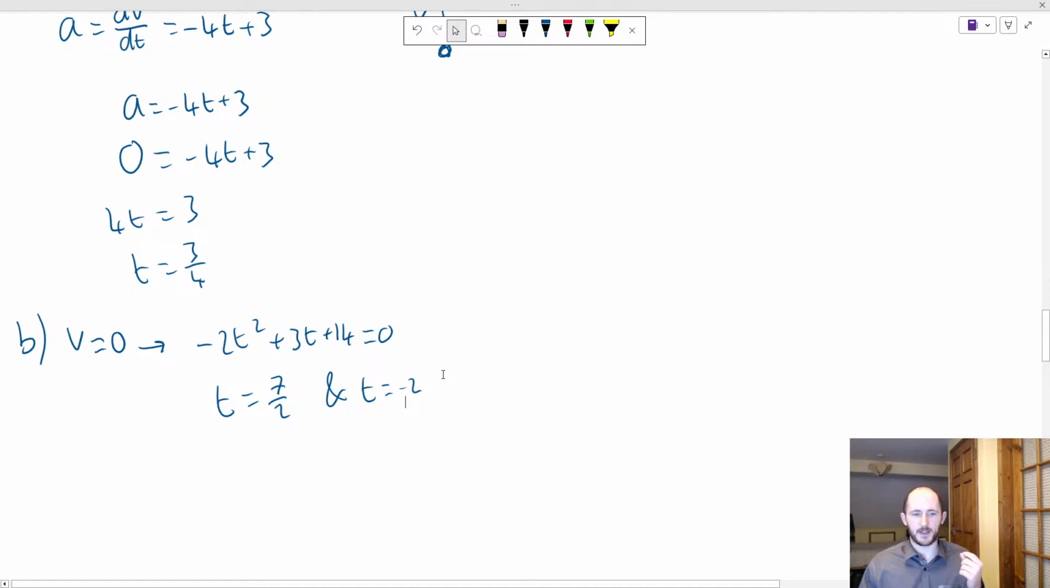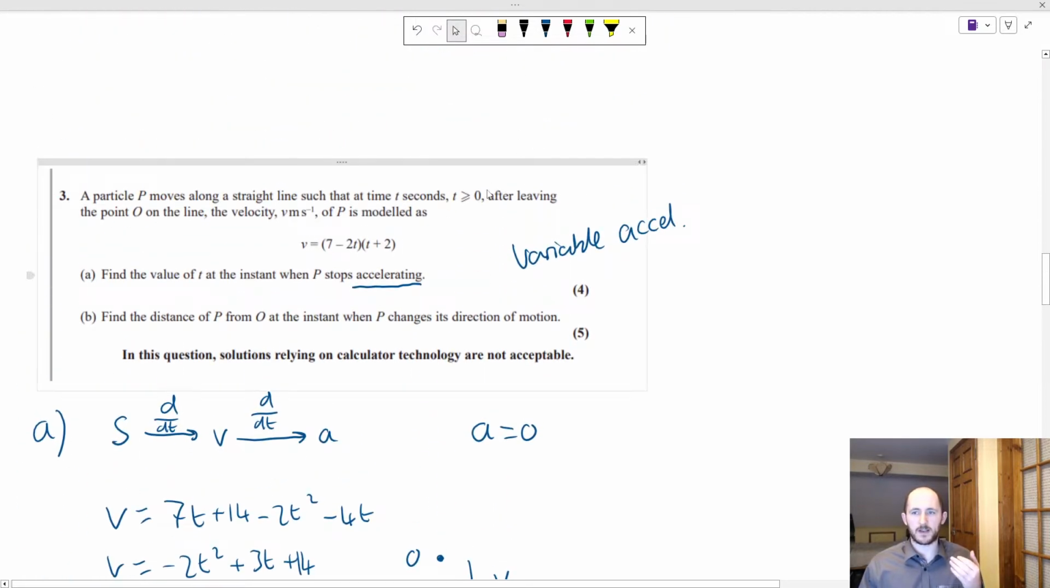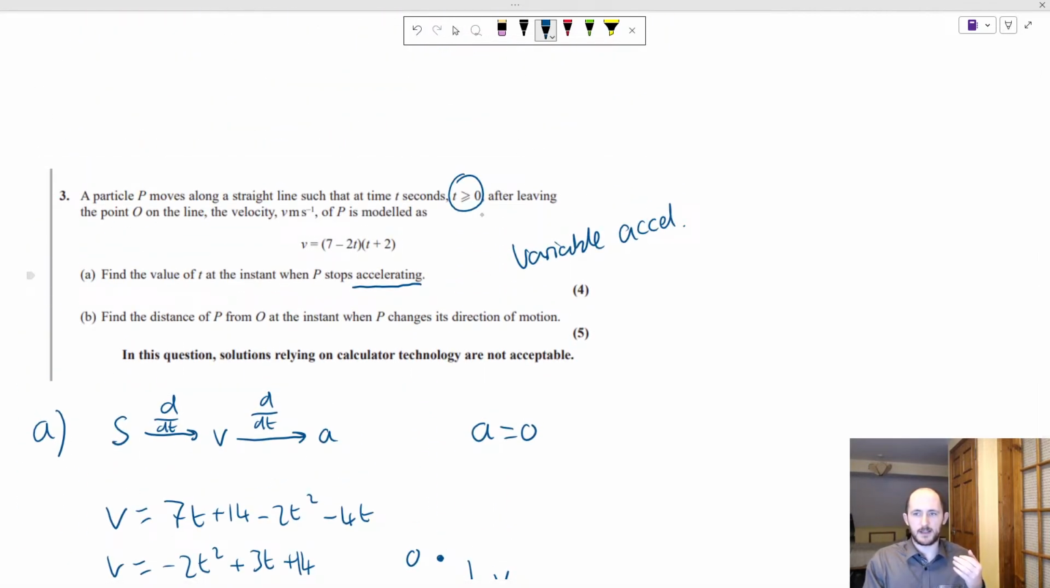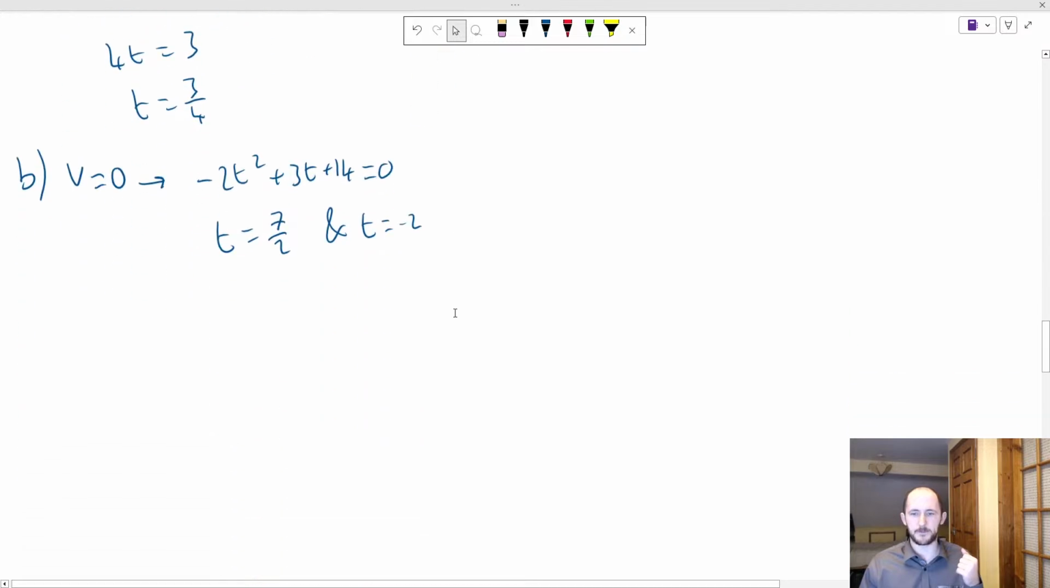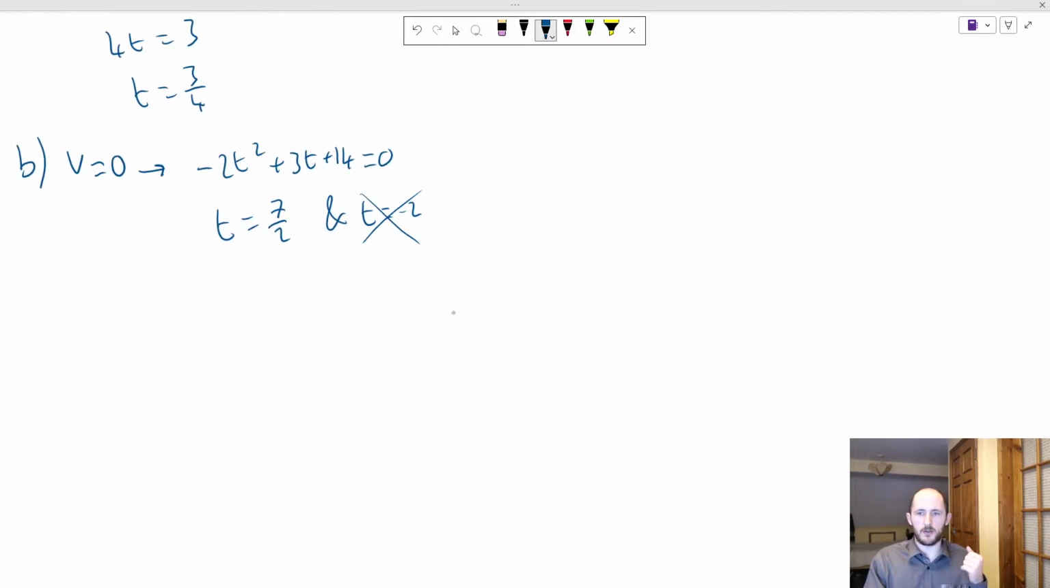That's a shame. So, if I look at the question, it does say t is bigger than or equal to 0. But also think logically for a second. Can time be negative? If I say I'm going to talk to you in negative 4 hours, does that mean anything? You might say it might mean 4 hours ago, but it doesn't really work that way. So, we're not going to include this value. So we have our value for time.